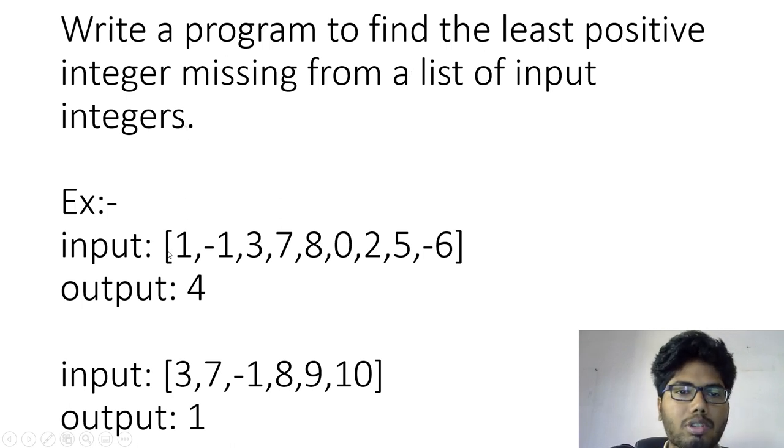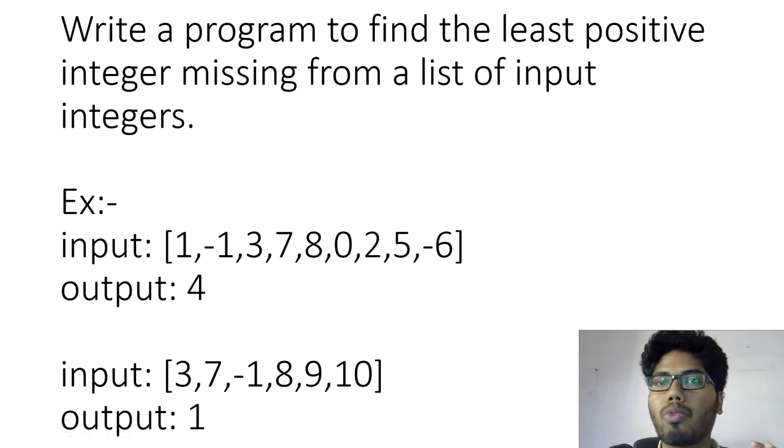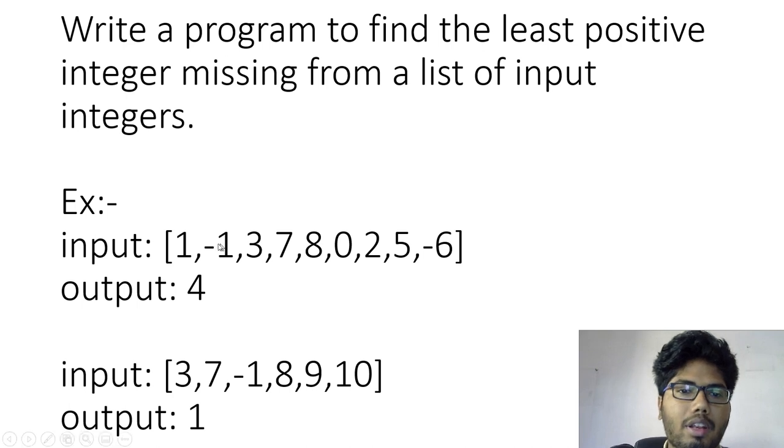Suppose you have a list of numbers, all integers. It's a sequence. Now you need to find the least positive integer. Positive numbers start from 1, right? Now 1, 2, 3, so 4 is missing here. We can see that. Similarly here, we can see that the least positive number missing is 1.